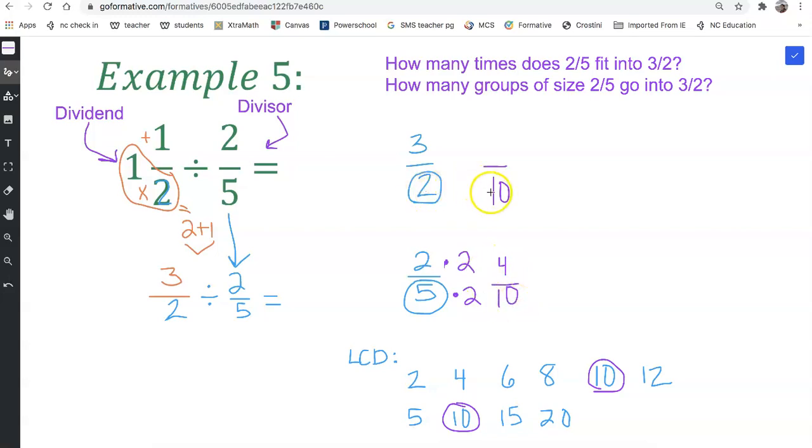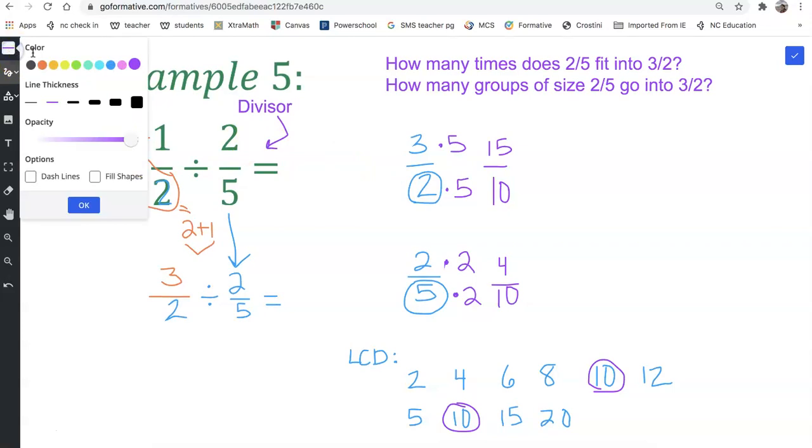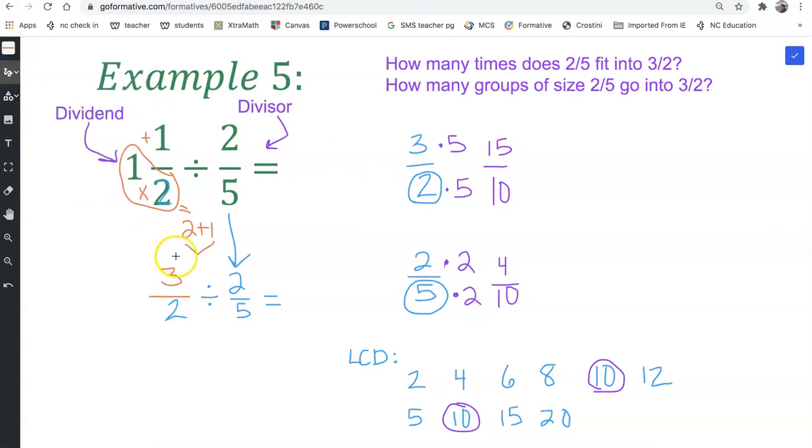Okay, what do we multiply 2 by to get to 10? Well, you multiply 2 by 5 to get to 10. So if I multiply the denominator by 5, I need to multiply the numerator by 5 as well to create an equivalent fraction. So 3/2 is equal to 15/10. So next I'll select another color and show that I'm replacing 3/2. I'm getting rid of 3/2 and replacing it with what it's equivalent to. 3/2 is equivalent to 15/10.